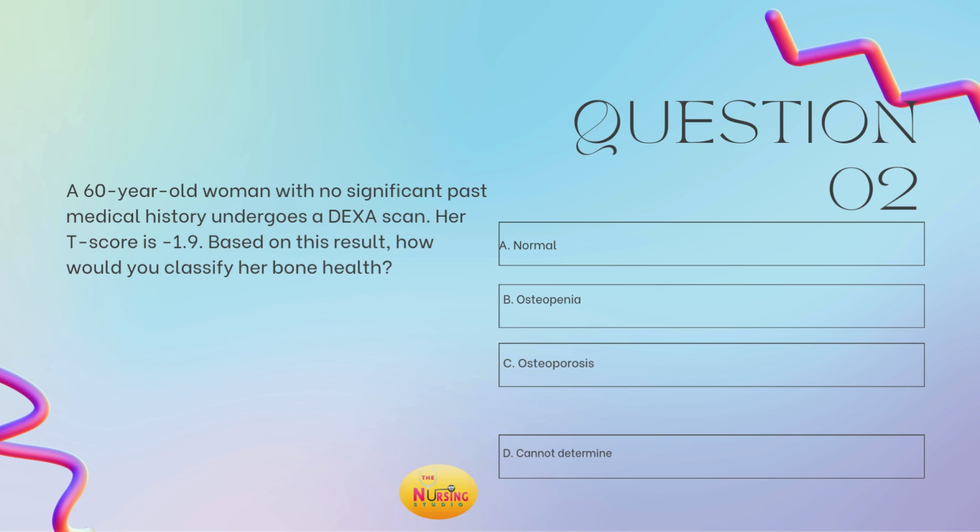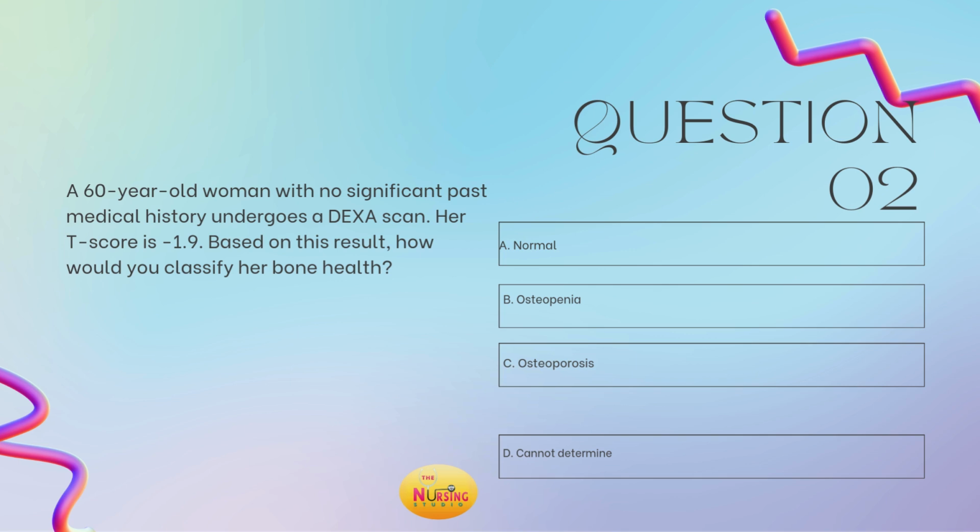All right, so the stem of the question here states, based on this result, how would you classify her bone health? Again, we need to look back at this T score because that's what's going to help determine the bone health from this DEXA scan, right? So the T score is a negative 1.9. You're going to have to know this chart and understand the DEXA scan and T scores to get these correct each time. But if it's anywhere from negative 1 to negative 2.5, that is B, osteopenia.